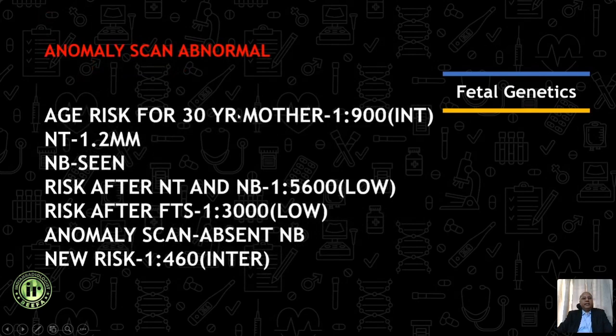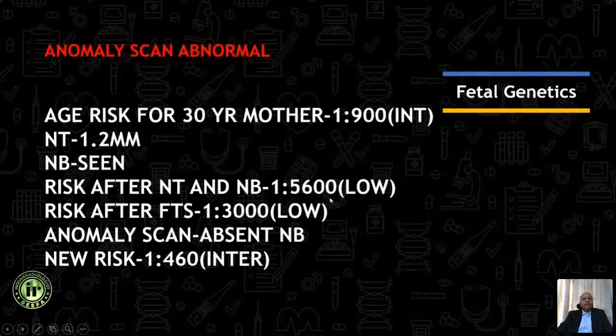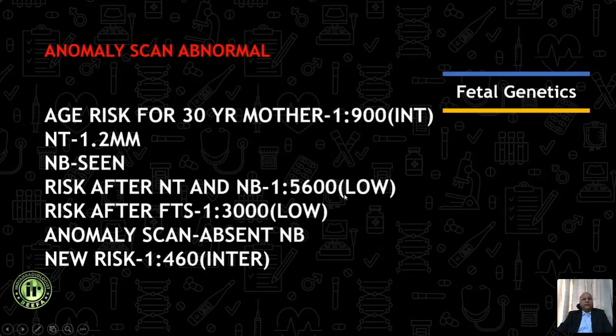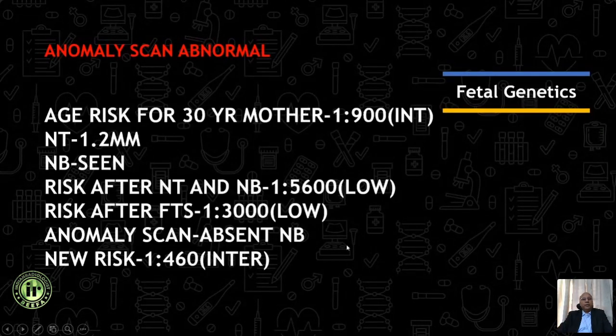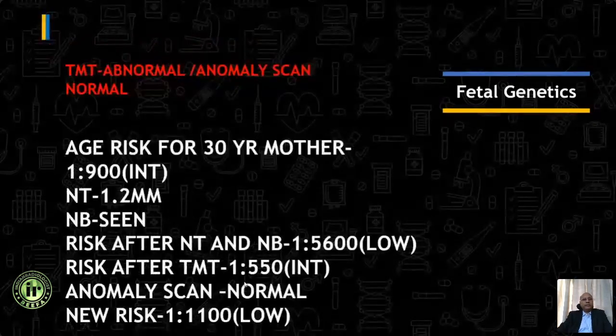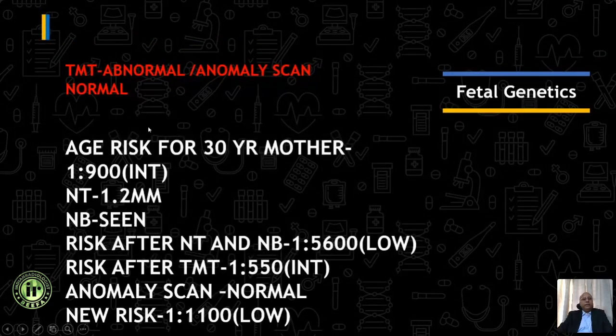Now let us see another scenario where the anomaly scan is abnormal. So she comes with 1 in 900. She has an NT scan risk of 1 in 5,600. She has an FTS risk of 1 in 3,000. But then you find that the anomaly scan shows an absent nasal bone. So what happens? We use the likelihood ratio of 6.5. We divide the 3000 by 6.5, and her new risk is 1 in 460, which is an intermediate risk, qualifying her for an amniocentesis.